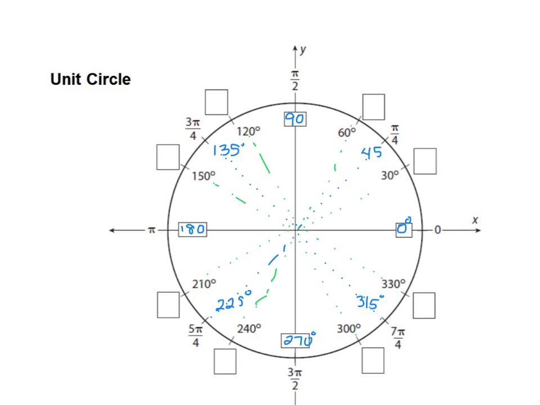Now see if you can fill in all the radian measures on the outside. I'll help you get started. The 30 degree is pi over 6. See how many more you can fill in. And we're going to talk more about the unit circle tomorrow. And in case you're wondering, yes, you will have to have this memorized.